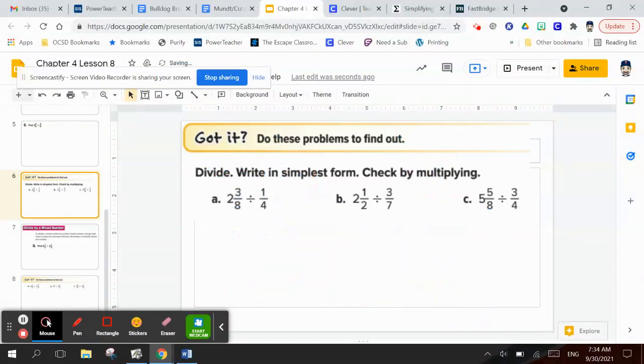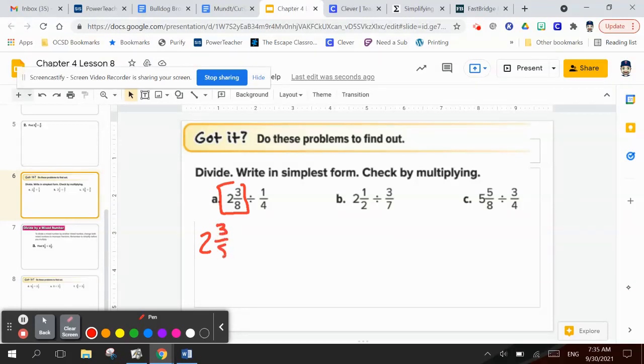So let's look at the got it problem. I'll do the first one, and then I want you to pause the video to try the last two on your own. So letter A says 2 3/8 divided by 1/4. So again, to change 2 3/8 to an improper fraction, I multiply my whole number times the denominator. 2 times 8 is 16. I add that to the 3. 16 plus 3 is 19. And my denominator stays the same, which is 8.